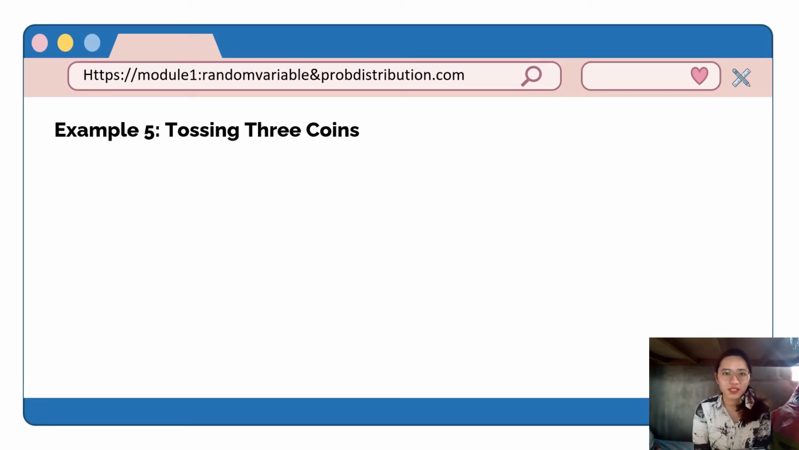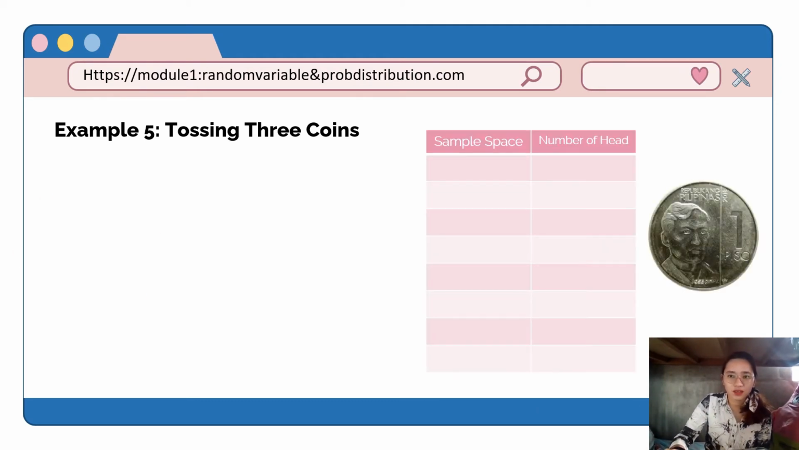Let's have this first experiment. Suppose that we have 3 coins and we want to find out the number of heads that will occur after tossing 3 coins. Yan. So, syempre, ang random variable natin ay again, number of heads. So first, let's list down all the possible outcomes when we toss 3 coins. And so let's use the tree diagram para mas madali natin ma-identify lahat ng outcomes ng ating 3 coins.